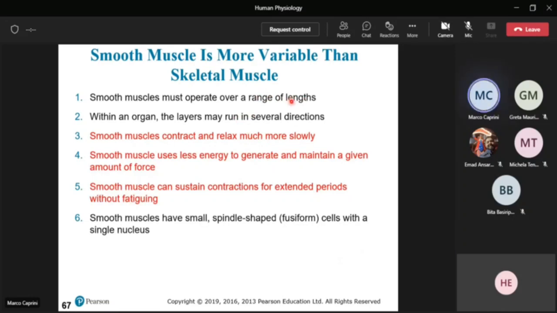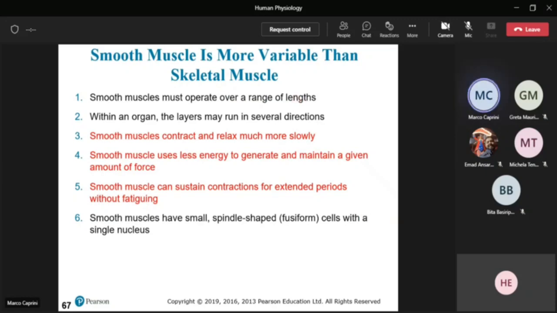In contrast, in the skeletal muscle, the contraction is immediately the best contraction that you can perform, while the smooth muscle in the bladder that contains the urine needs to operate over a range of length. It depends on the urine that is produced. Okay.